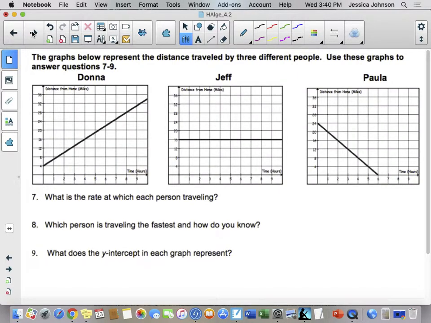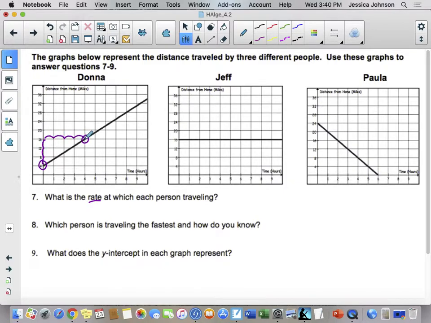So the next situation is giving us graphs and asking us to determine some different things from these graphs. It says the graphs below represent the distance traveled by 3 different people. Use the graphs to answer 7 through 9. Number 7 says, what is the rate at which each person is traveling? Remember, rate is another way of saying, hey, what's the slope? Okay, so we're going to find the slope of these graphs. So I'm going to pick 2 nice points. I'm going to count my rise over my run. Be careful about the intervals on these graphs.